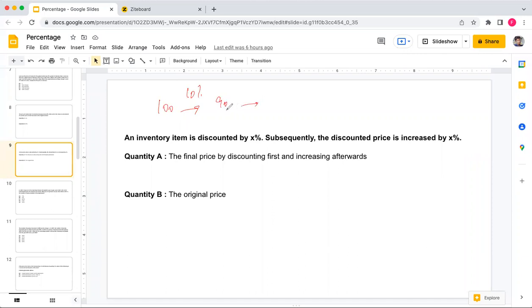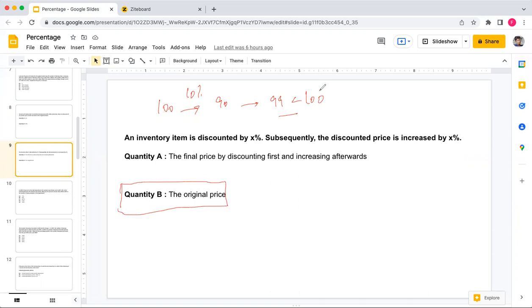And if we increase by 10%, this will be 99, which is less than 100, right? I told you earlier that if we decrease by some amount and increase by the same percentage, the result will never be the same as it was earlier. That will be less than that. That's why the answer to this question is B.